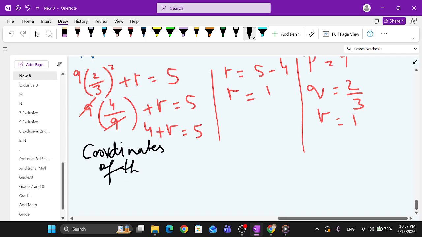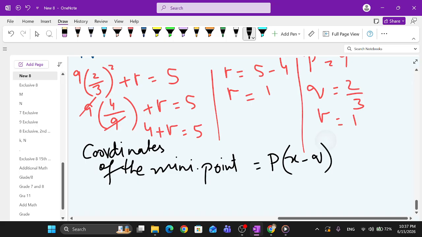Coordinates of the minimum point are given in form of this P and here x minus q whole square plus R. So we know the values of these. So let's put the value of q. P is 9, x minus q is 2/3, and R is positive 1.